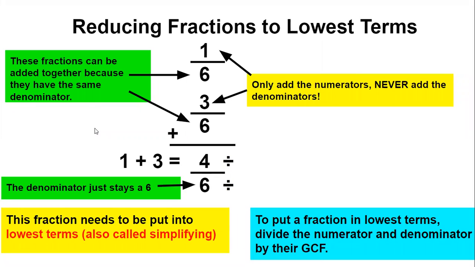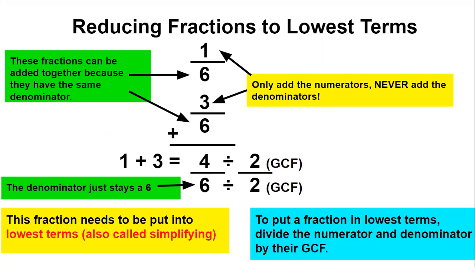So we're going to divide the top and the bottom by the same number. It has to be by the greatest common factor, the factor that goes into both 4 and 6. So there it is. We decided it was 2. So 2 will divide into 4 and into 6.